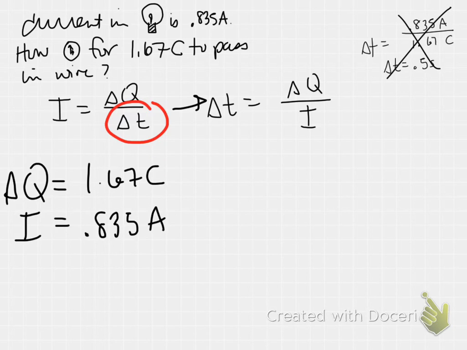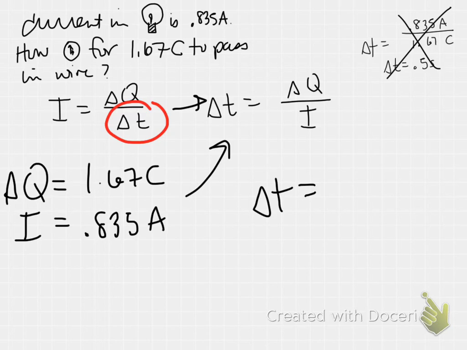So, current is in amps, and current is I. The thing that I continually tell you people to do is list your variables, which I didn't do, and I can't plug it in if I don't list my variables. So, plugging in.